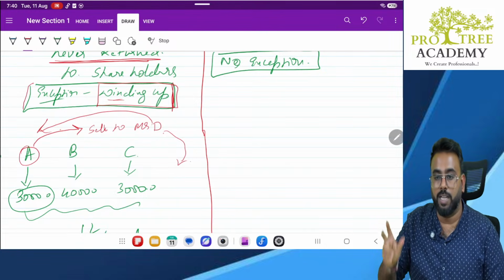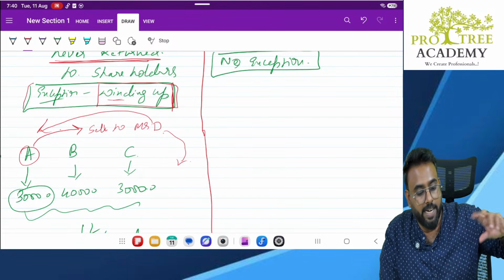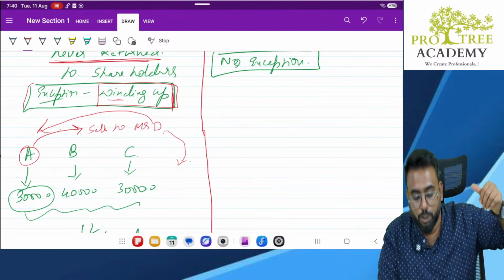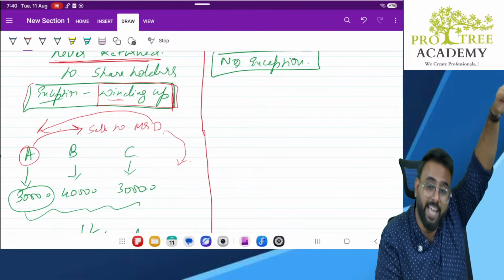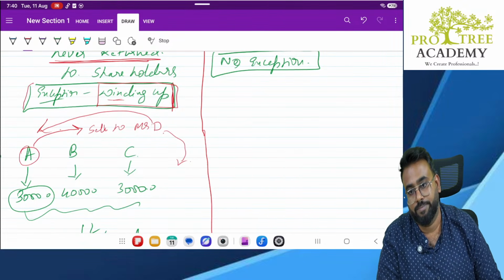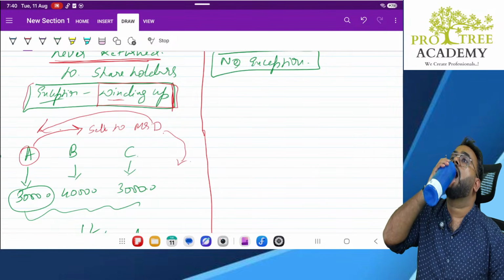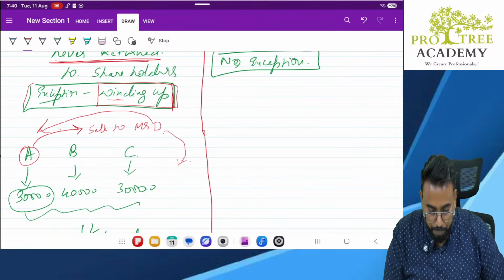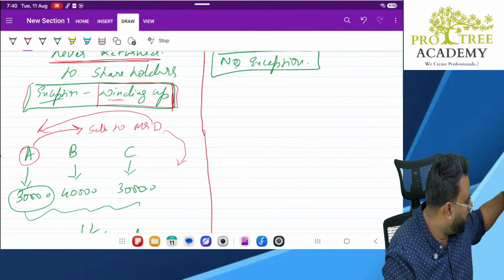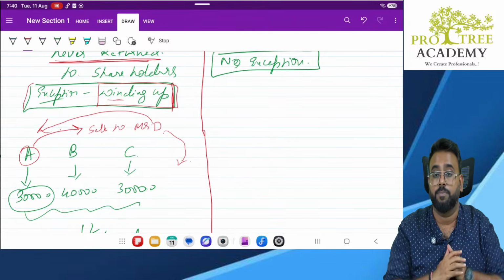When the company gets closed, the word we use is winding up. When a company winds up, it means the company decides to close. Only at that time will equity shareholders get the money back. Clear? Till then, equity shareholders will not get the money back. That also I'll tell you.